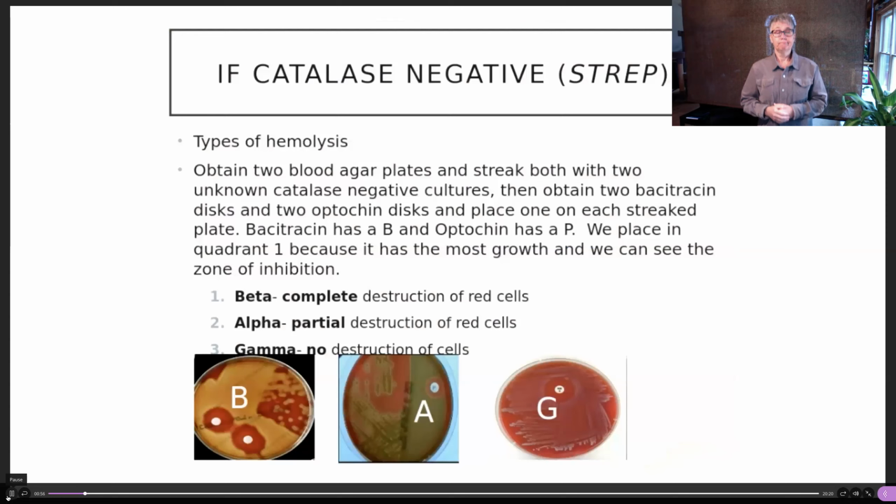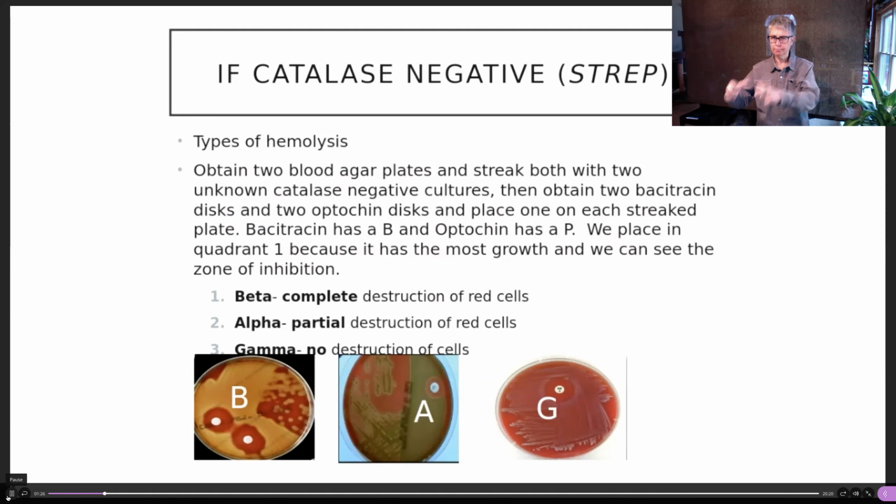So these are the tests that we're going to be performing on our catalase negative organisms, and these are going to be our strep species. So group A strep, group B strep, all of those organisms that I talked about on that side of the flow chart. So the first test that we would actually perform is to set up our hemolysis plates. For this test, we would be using blood agar plates. So I'm going to underline that right here.